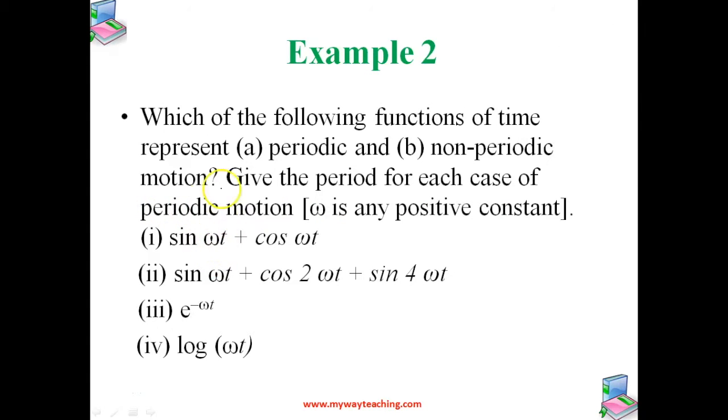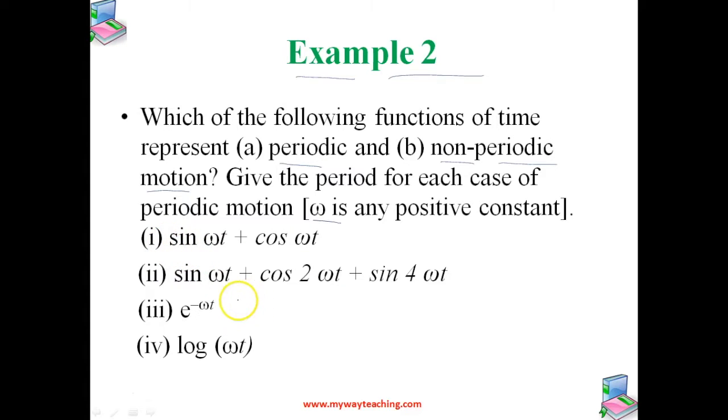So in this part, let us see one more simple problem, that is example 2. Which of the following functions of time represent (a) periodic and (b) non-periodic motion? Give the period for each case of periodic motion, and here omega is any positive constant. So we should take each one of these cases, and we should find which one represents the periodic motion and which one will represent the non-periodic motion.